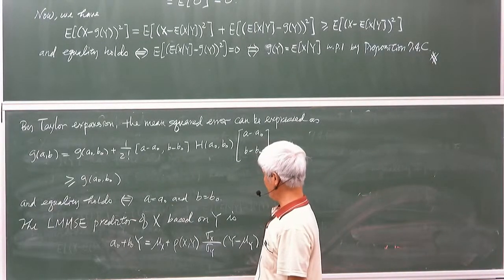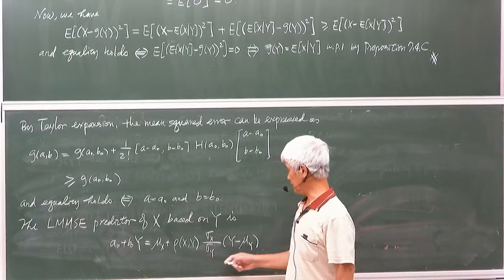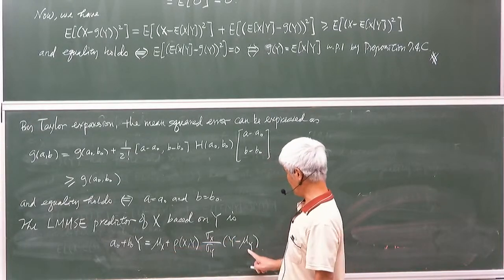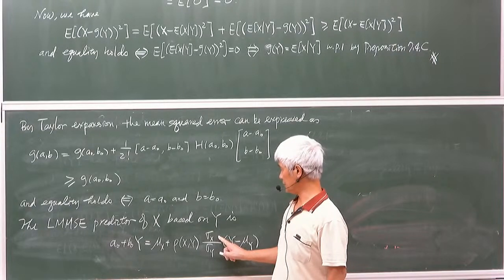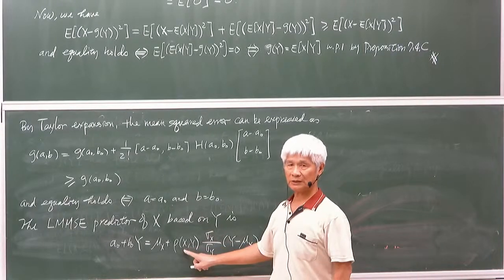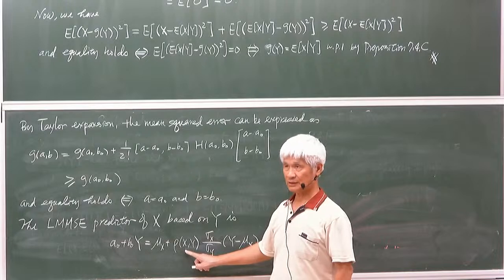So you see, in this linear predictor, we need the means of x and y. We need the variance, actually the standard deviation, of x and y, and we also need the correlation coefficient of x and y here.